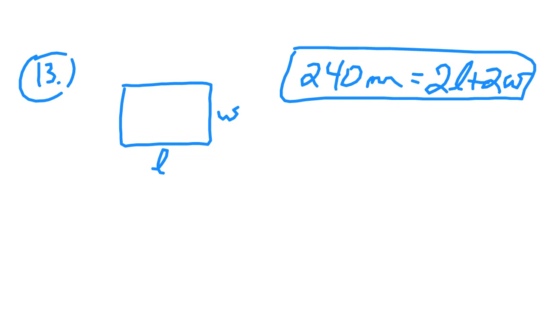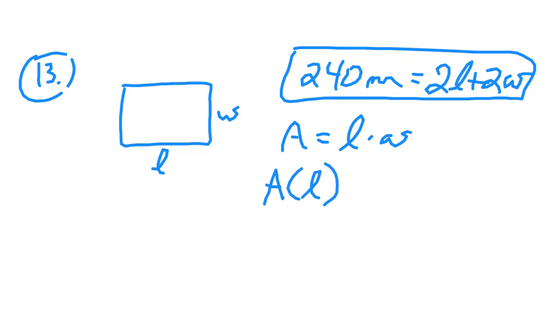Then we also are trying to find a mathematical model expressing the area of the field in terms of its length. Of course, what's the area of the field? Area of a rectangle is length times width, right? But what we really want is a function A of L, the area in terms of L. We have an L there, but this W is not in terms of L. So the question is, how can we replace that?